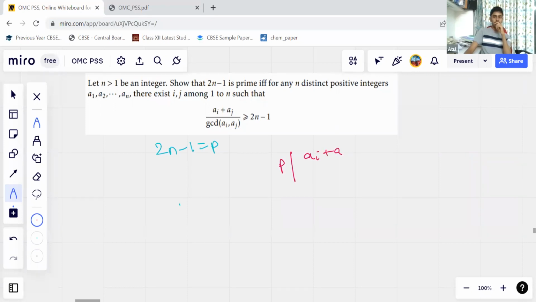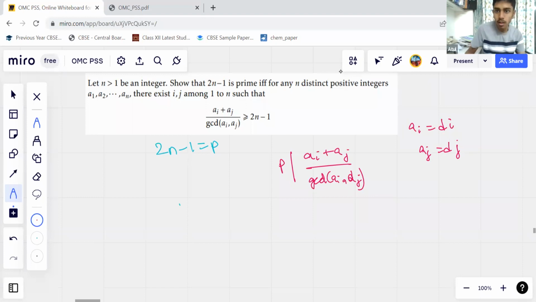So we would be done if P divided (AI plus AJ) by GCD(AI, AJ). Maybe that's hoping for too much. Okay, I'll just write this. If we say AI is DI and AJ is DJ, then this equals I plus J. Okay, not too hard. So this is somewhat reasonable.